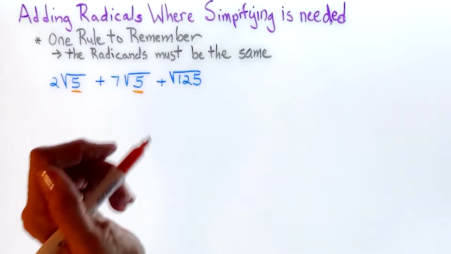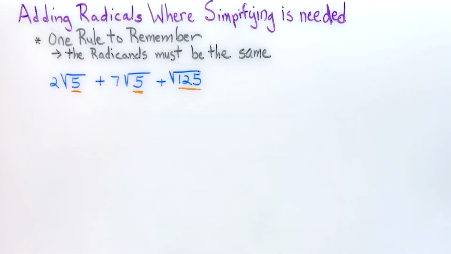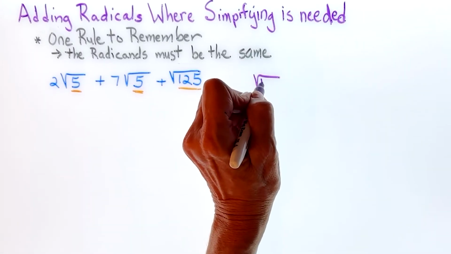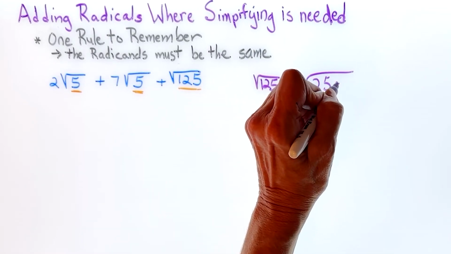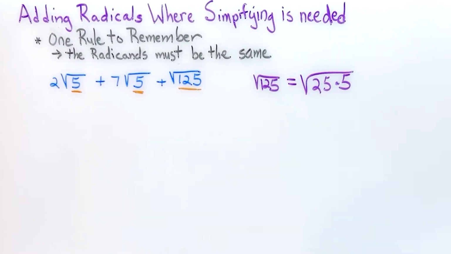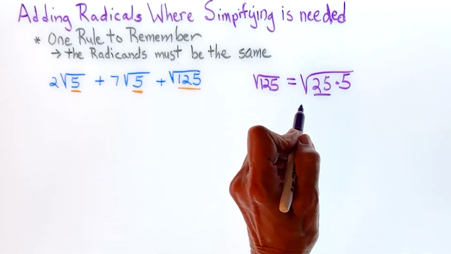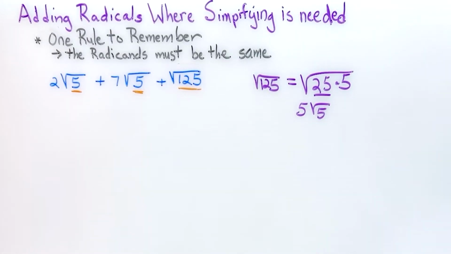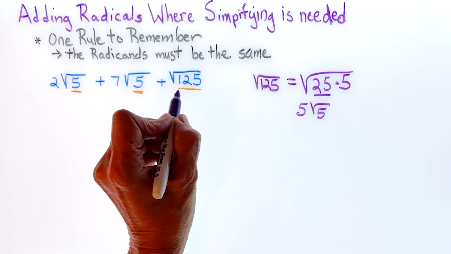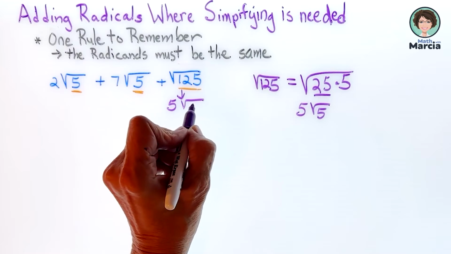together. But looking here, I am thinking about my square roots, and I do know that the square root of 125 is the same as the square root of 25 times 5. So when I am simplifying this, this is 5 square roots of 5. So as I'm looking at this problem, this square root of 125 now has become 5 square roots of 5.